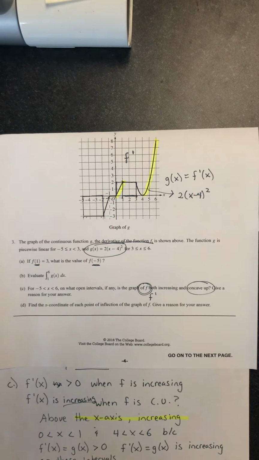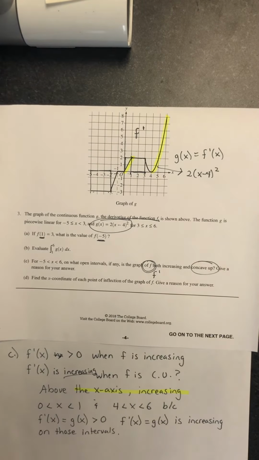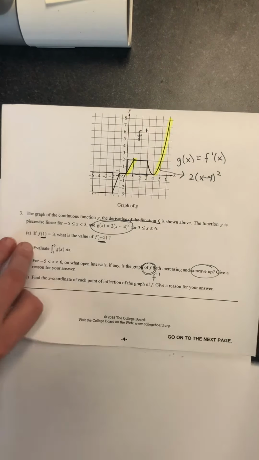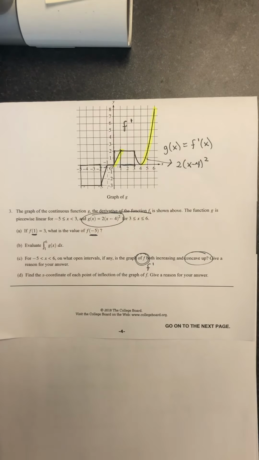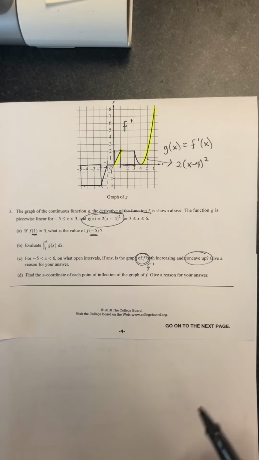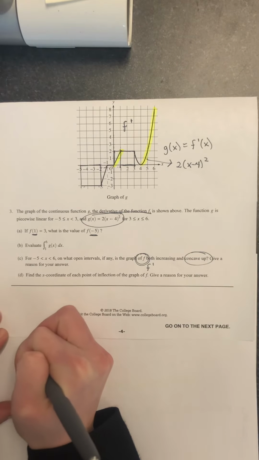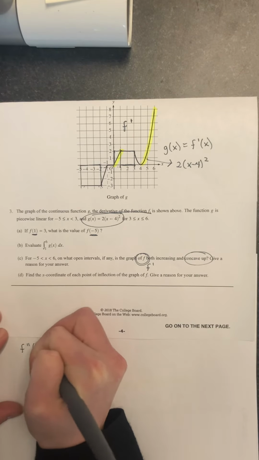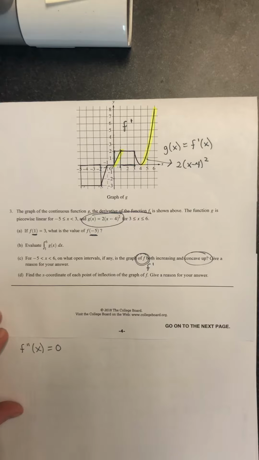All right, let's go ahead and move on to the very last question. Our very last question shouldn't take us too long. It's along the same lines. It says, find the x-coordinates of each point of inflection of the graph of f and give your reason for your answer. So let's think this through. When in the world do I have a point of inflection? Well, a point of inflection happens when f double prime of x is equal to 0.